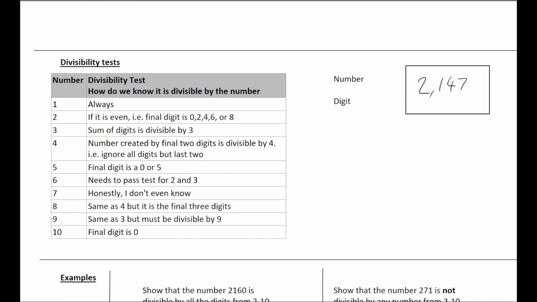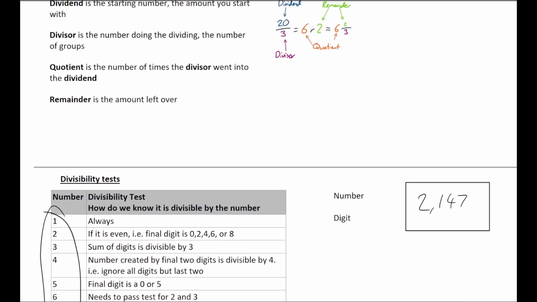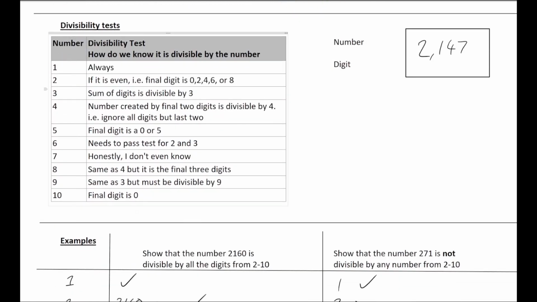What we want to do is some divisibility tests and see whether or not you can divide a number by the digits 1 through to 10 without getting any remainder. So these numbers here, these are your divisors. You want to be able to divide the number by these with absolutely no remainder left over.